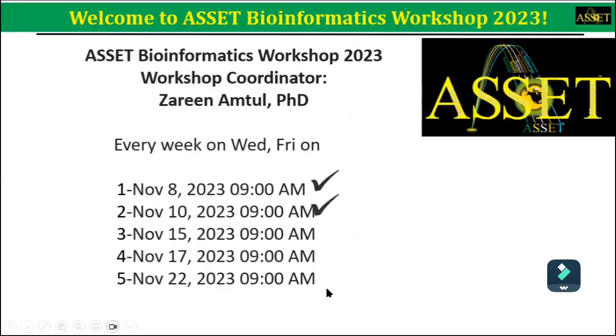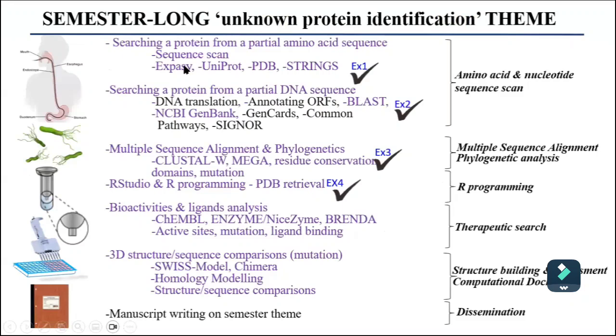So what we have done so far: we have done two exercises in the last two weeks. Last week, we did two exercises. Today is the third exercise. I have tried to summarize here what we have done in those exercises. In the first exercise, we used these databases starting from the unknown amino acid sequence. You got the amino acid sequence, and then you were looking for the identity of that sequence, which protein it belongs to, and then you tried to accumulate as much information as you could about it.